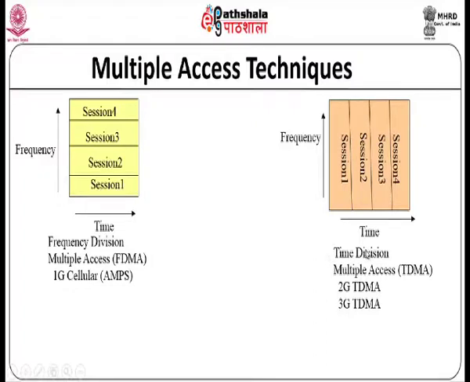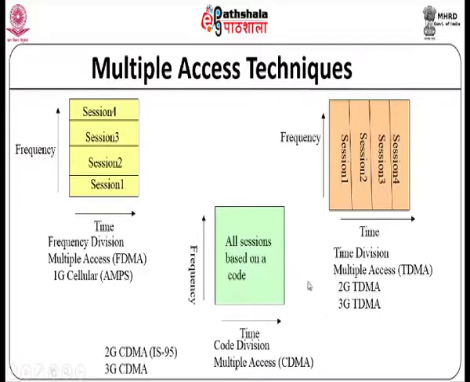Now in time division multiplexing, time-wise we divide; that is, the entire set of frequencies or a particular frequency is available, and the time-wise its use is divided. This is what is used in our 2G TDMA, time division multiple access, and 3G TDMA and so on. And then we have what is called CDMA, which is code division multiple access.